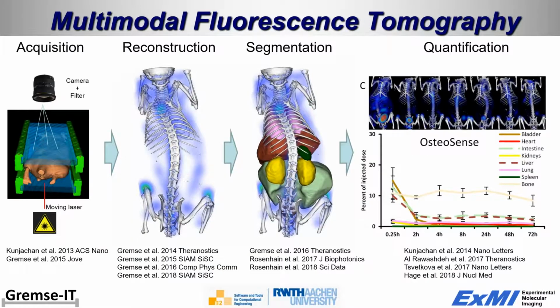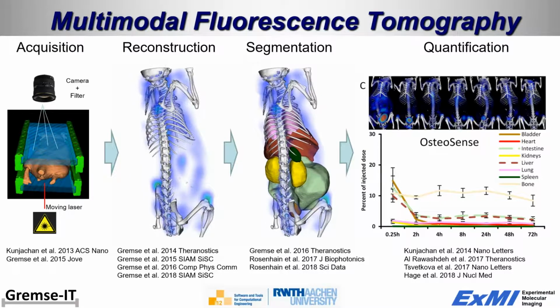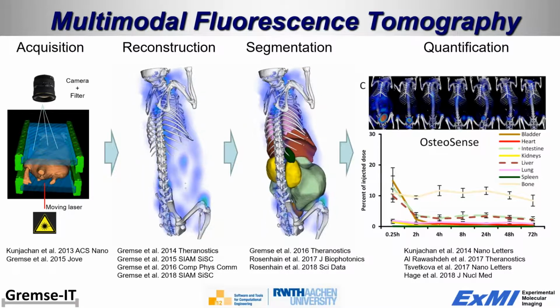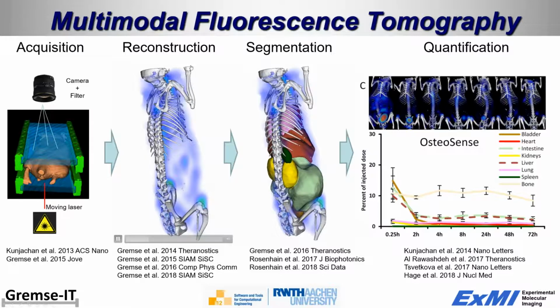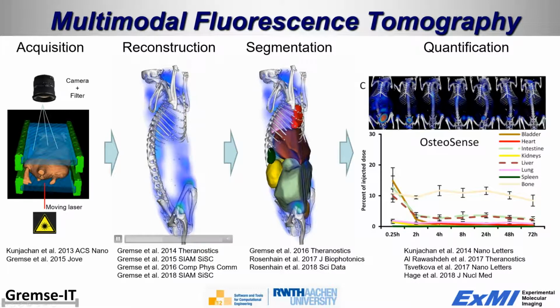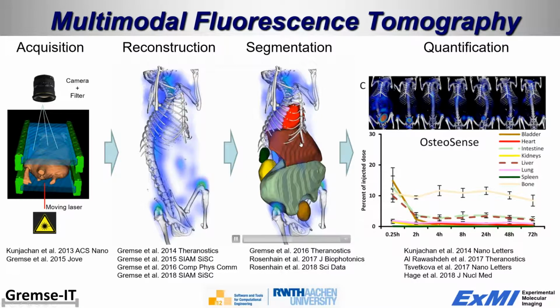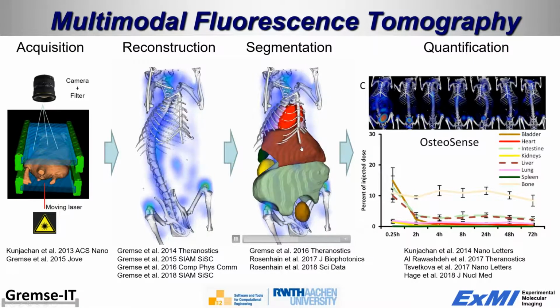We've used it intensely for multimodal fluorescence tomography, and then we typically have this combination of the underlay and the overlay, so it's a CT and an FMT data set. Then we perform a segmentation of the organs for all points in time, and then we get the organ curves here.